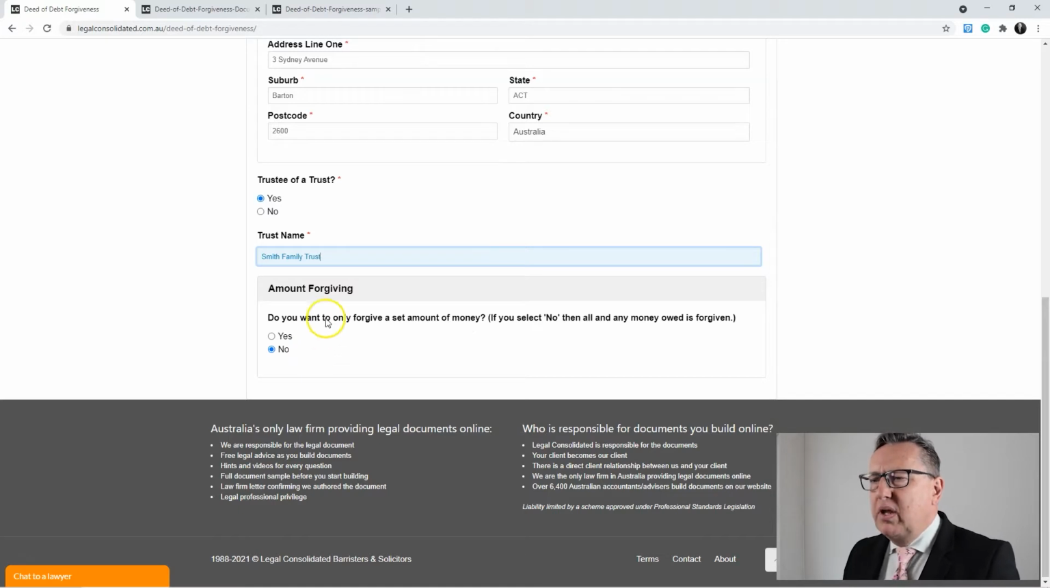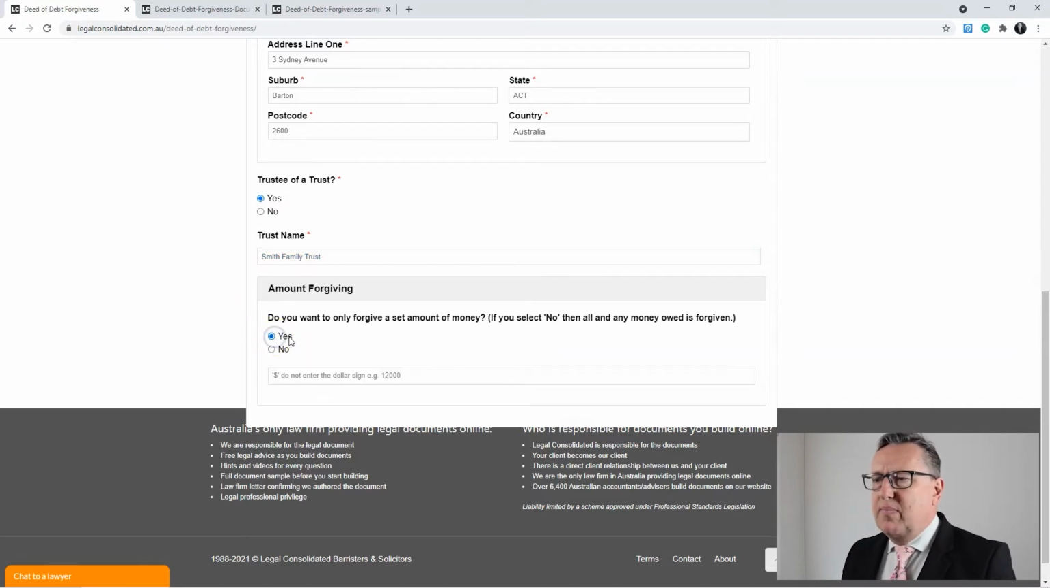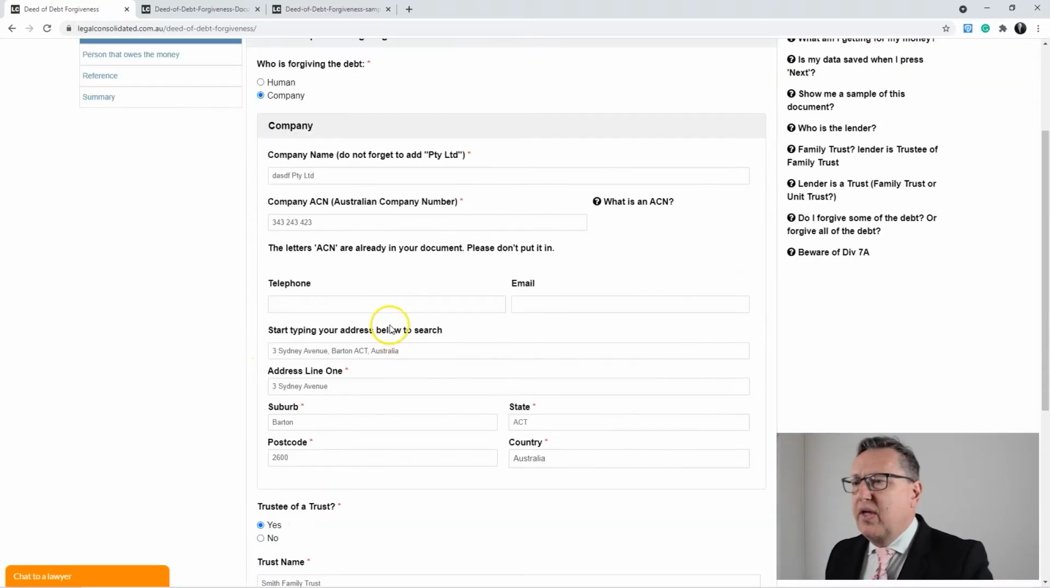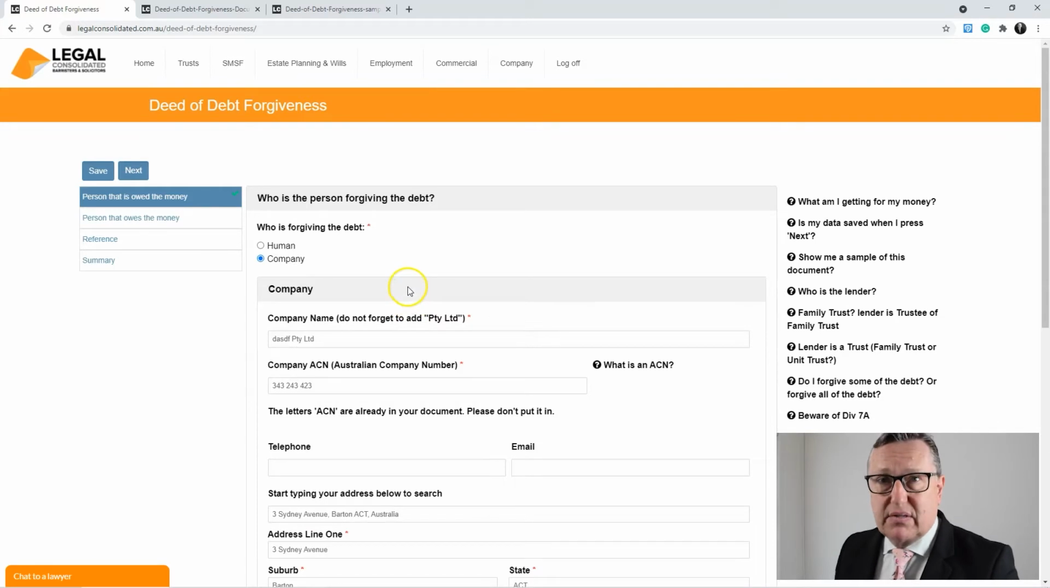Now, normally you press no. You don't know the amount that's being forgiven. It's normally just per the balance sheet that your accountant would have prepared. So it might be the case that there's been money borrowed over a number of years and it tallies up to a certain amount. We don't need to know that for this document. If you do know the amount and you want to put it in, then you can actually put the amount in. But normally people say no. They're just going to forgive all debt, any debt that's out there. So that's the person who is forgiving the debt.